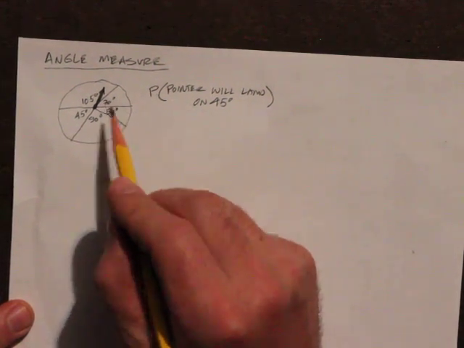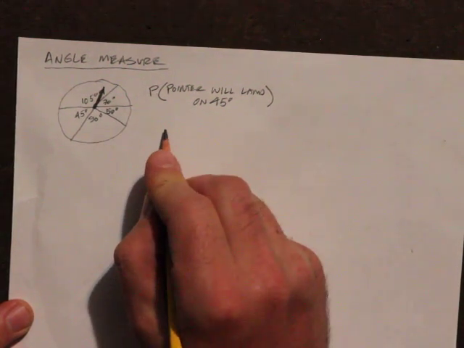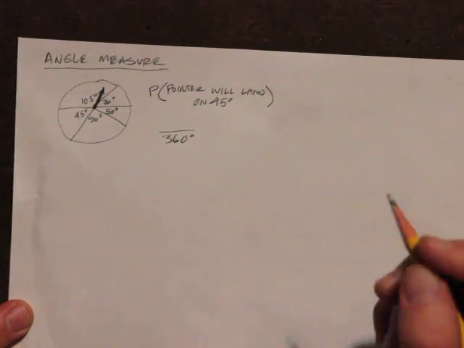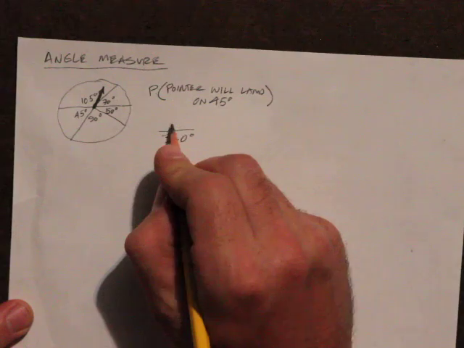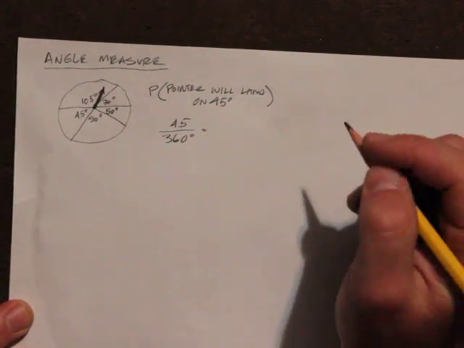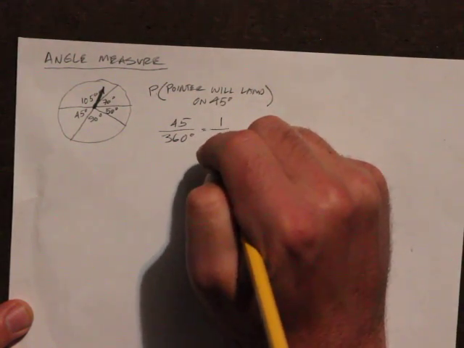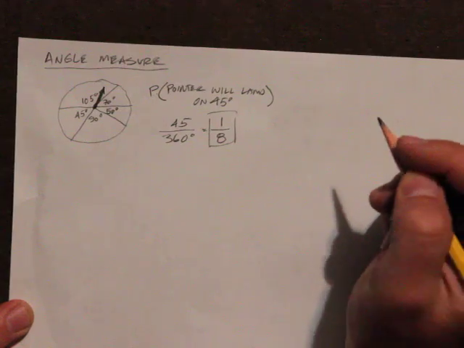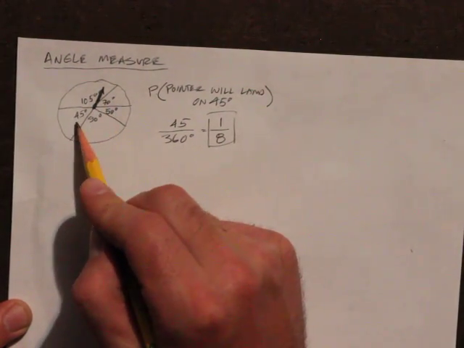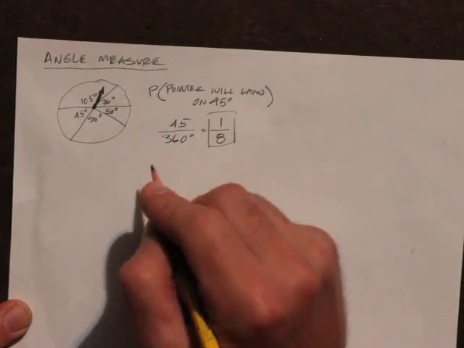A circle, if you were to add all of these degree measures up, you should end up with 360. So 360 degrees, that's my total. And then my target is 45 degrees. If I divide both of these by 45, I end up with 1 over 8. So I have a 1/8 chance, if I were to spin this pointer here, that it's going to land on 45 degrees. 1/8 chance. Let's do another one.